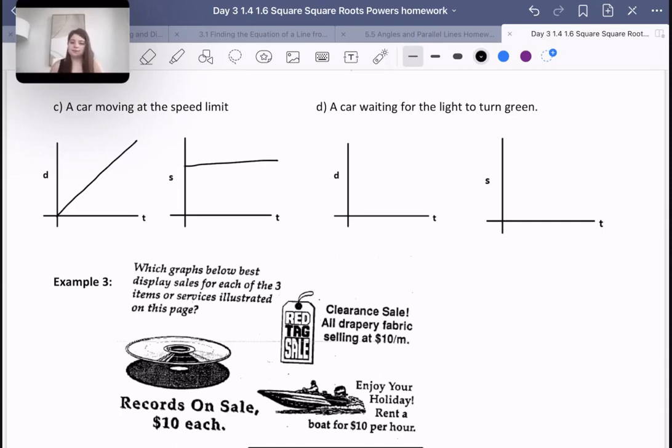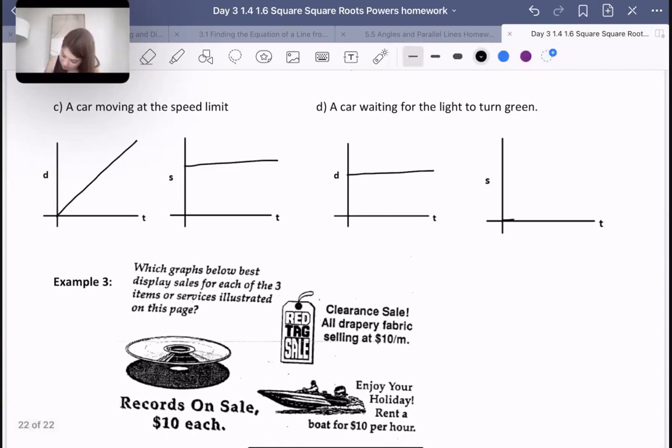Good. Now, what about a car waiting for the light to turn green? Well, their distance would just be the same the whole time, right? Their time is passing and they're not making any distance at all. And same with speed. They're also not going any speed at all. The speed is going to be the same, and actually the speed wouldn't be here. The speed would be at zero.